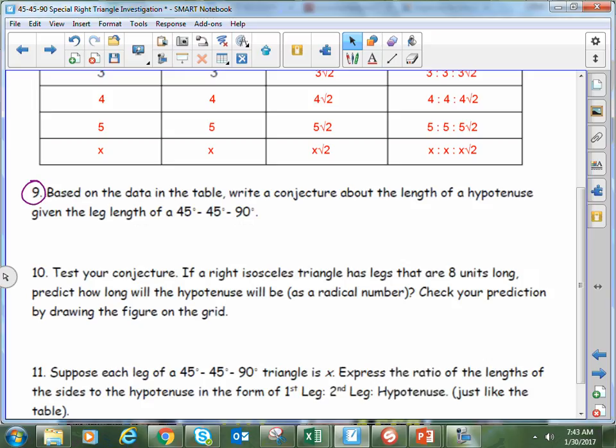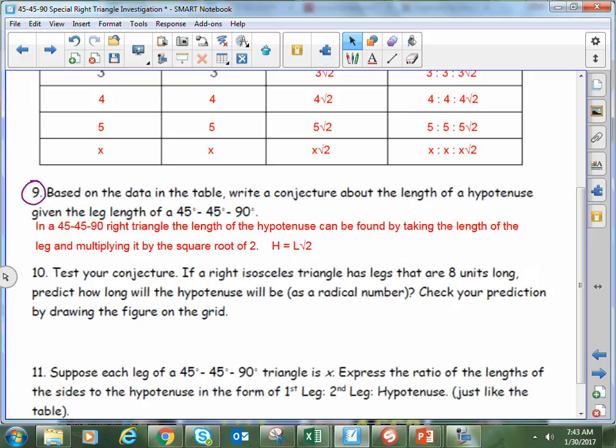If I know the length of the leg, I can figure out the length of the hypotenuse without really having to do any work, because every time I'm just taking the length of the leg and multiplying it by the square root of 2. Now, the way that we read this is as a 45, 45, 90 triangle. So my answer: in a 45, 45, 90 triangle, the length of the hypotenuse can be found by taking the length of the leg and multiplying it by the square root of 2.